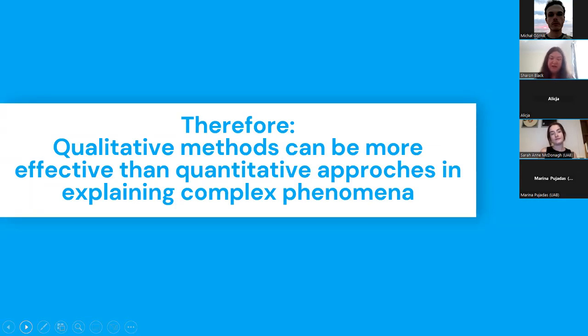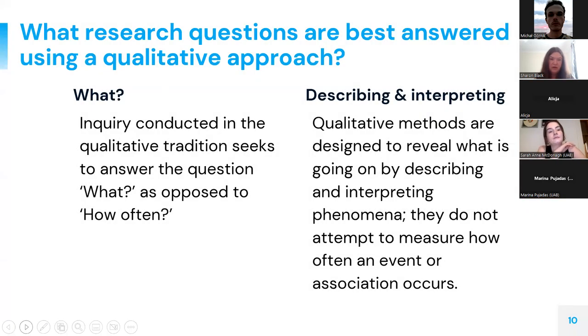Therefore, so what I've said so far, I would assert at this point that qualitative methods can be more effective than quantitative approaches in explaining complex phenomena. I think I have already mentioned this idea of the complexity and highlighted the complexity. And as such, qualitative methods are valuable additions to our methodological armory. They're not just something we can tag on at the end as a complement without really putting too much thought into the methodology, but really they are valuable additions to our methodology. So it's important to select the best methods for your research questions and not just use a method for the sake of it.